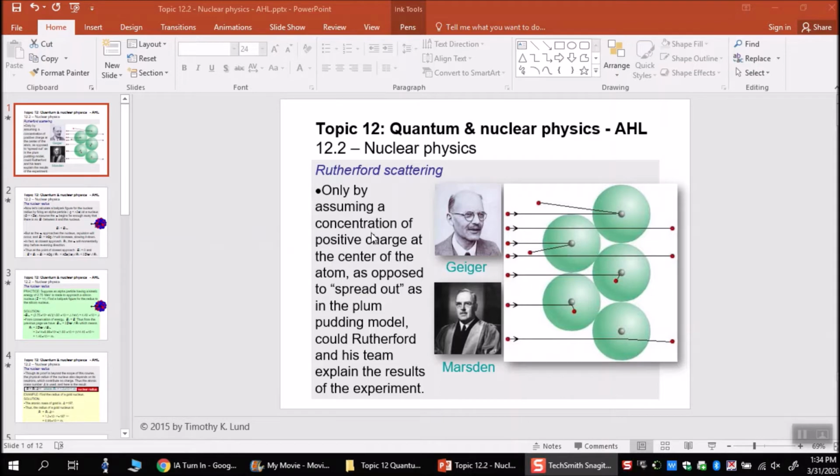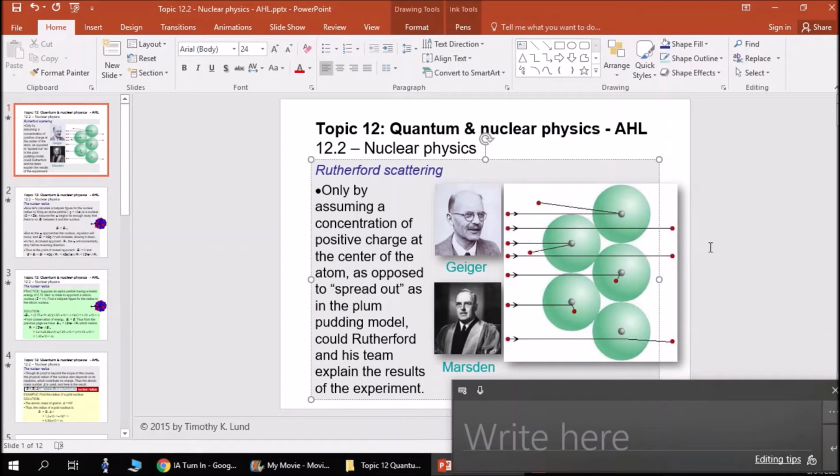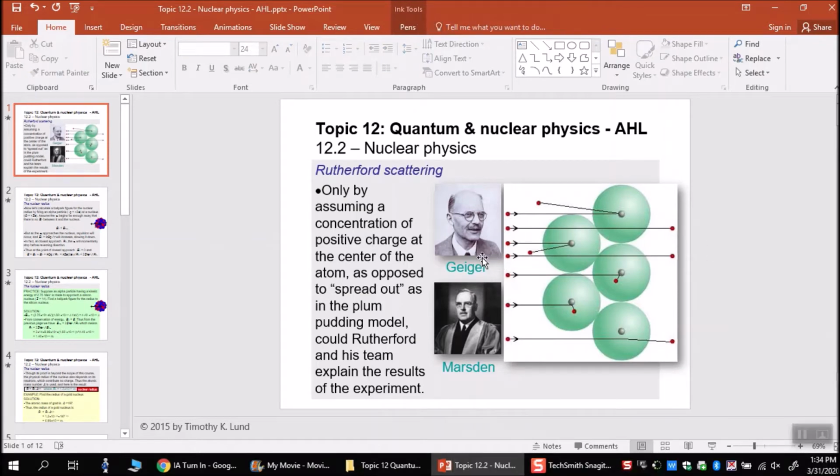Geiger and Marsden were actually working with Rutherford to shoot particles through gold. It was really thin gold foil, and that's how they came up with the structure of the atom. There's a nucleus and then electrons going around it. All right, I just wanted to put this up here so that you could remember.